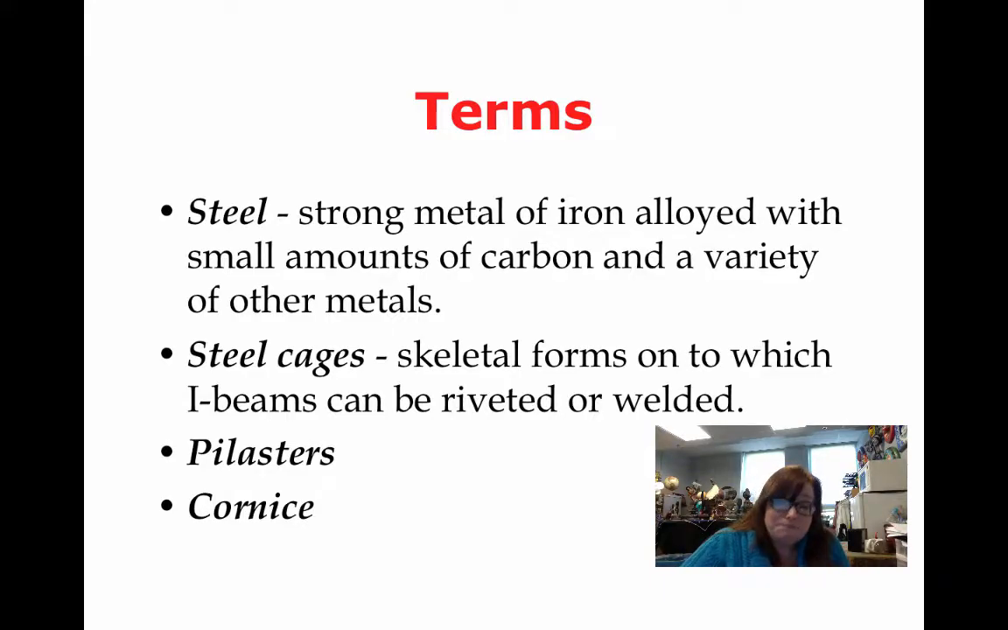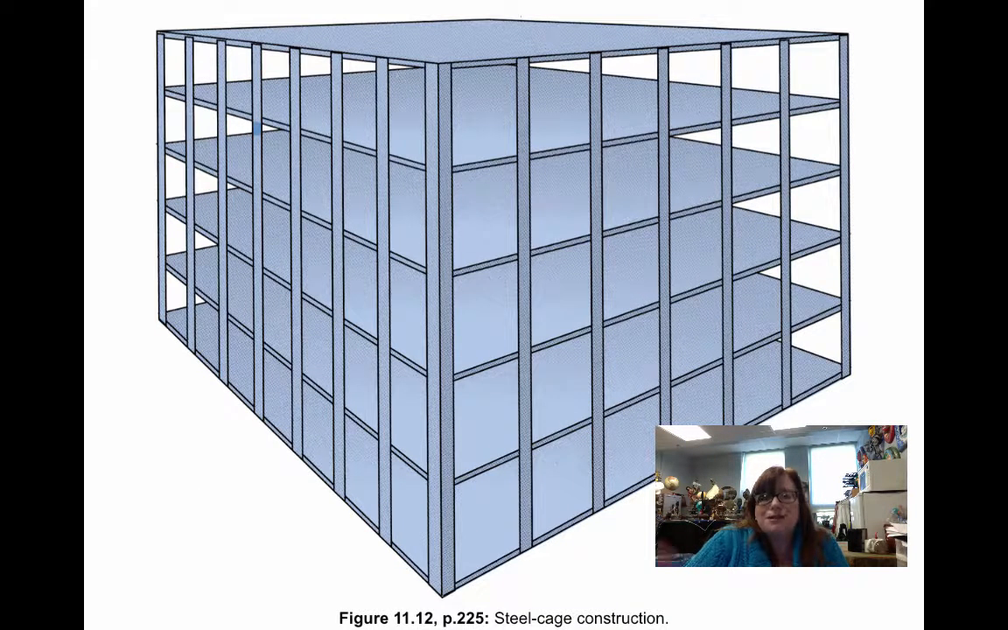So steel is a strong metal of iron alloyed with small amounts of carbon and a variety of other metals. And steel cages are skeletal forms onto which I-beams can be riveted or welded. And as for pilasters and cornice, I'm going to just show you rather than try to give you a textbook definition. So here we have steel cage construction.